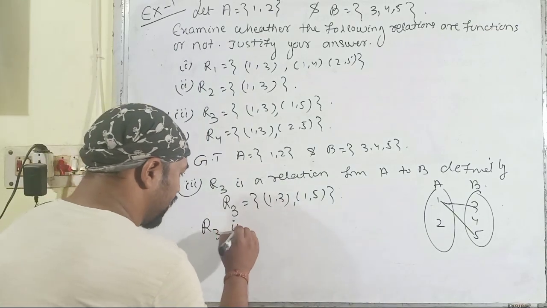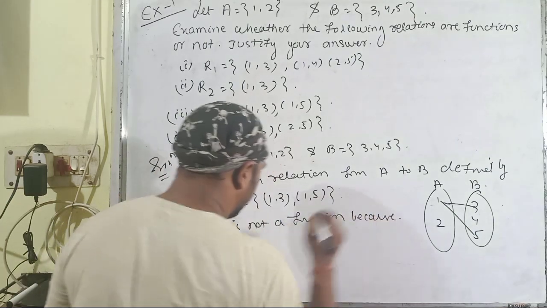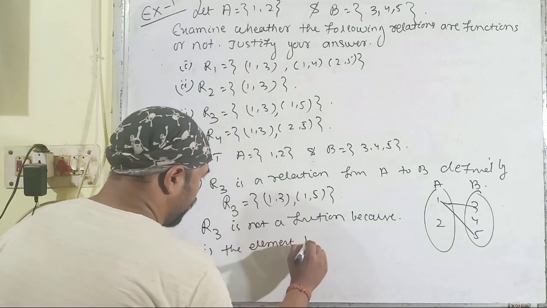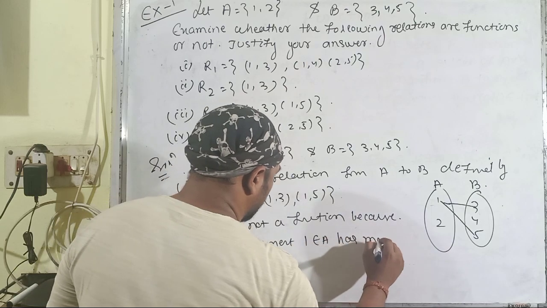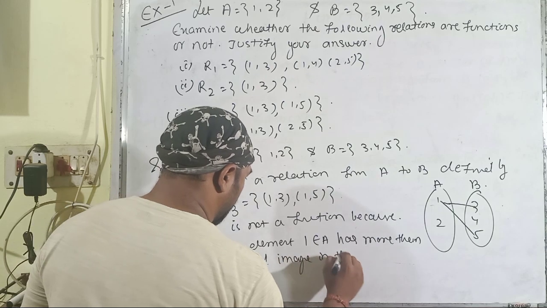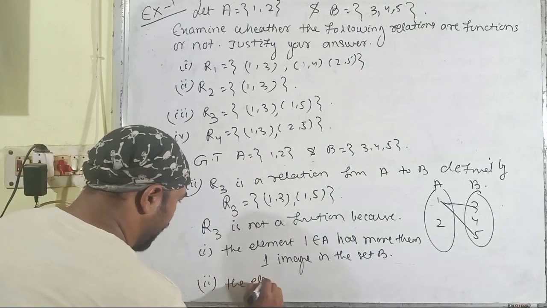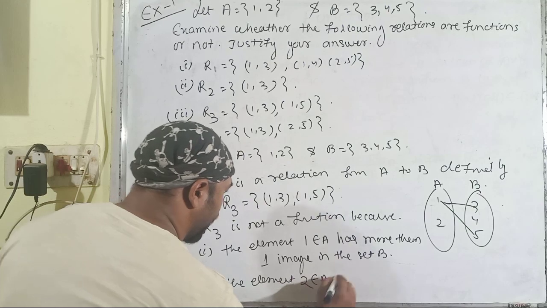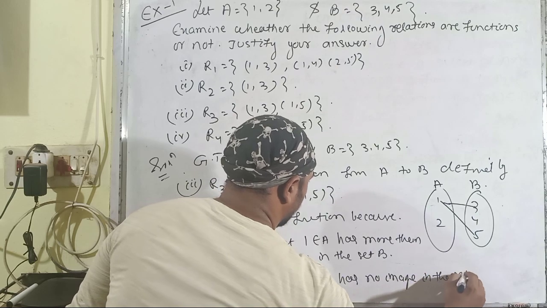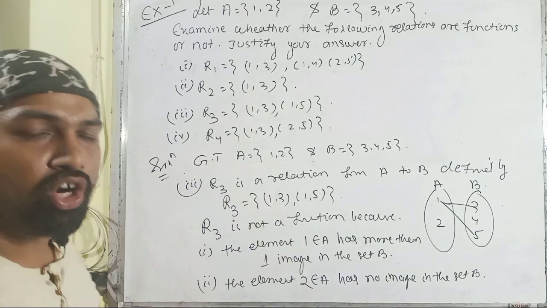So R3 is not a function. R3 is not a function because, first, the element 1 belongs to A and has more than one image in the set B. Second, the element 2 belongs to A and has no image in the set B. So there are two conditions, or two options, we can write down for why it is not a function.